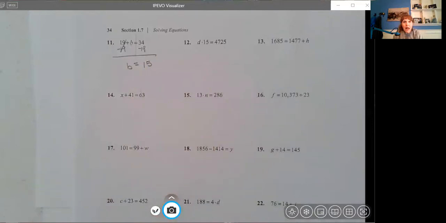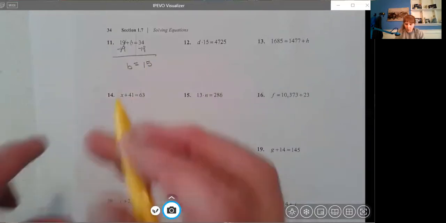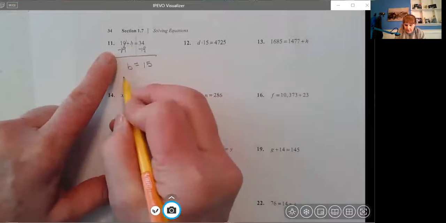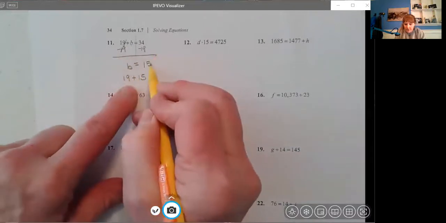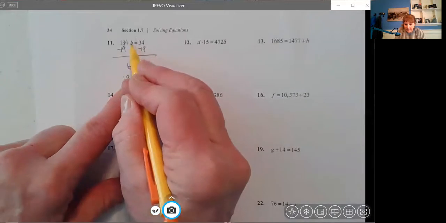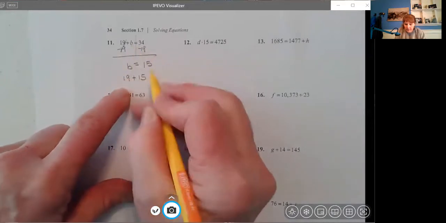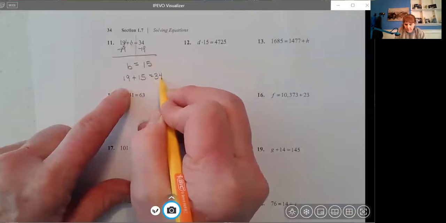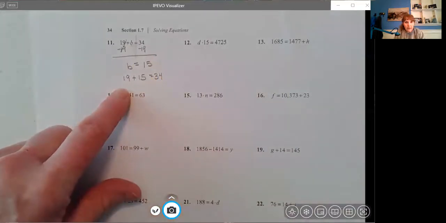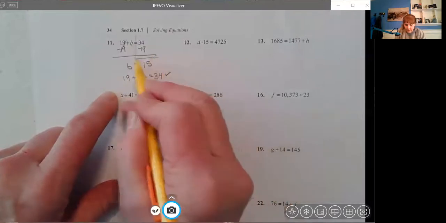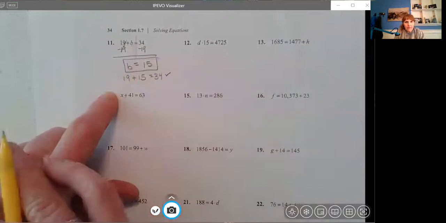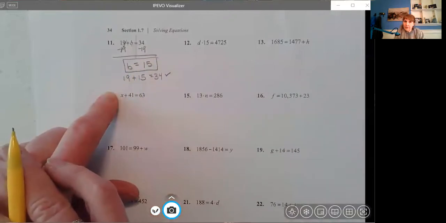All right, and check it. So we're going to put 15 in right here. So 19 plus 15, I substituted that number in right there, equals 34. And that's true. 19 plus 15 is 34. So it does check. So there's my answer. B is 15. Let's do the next one.